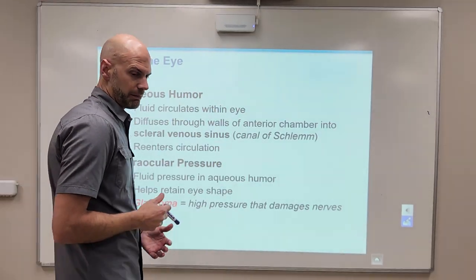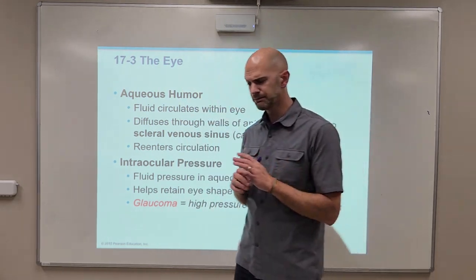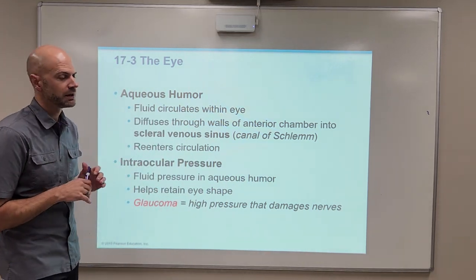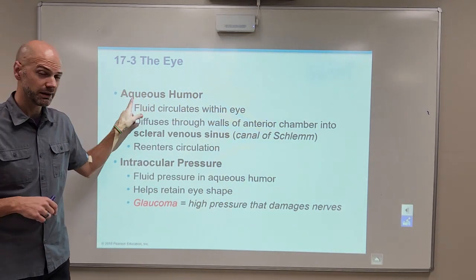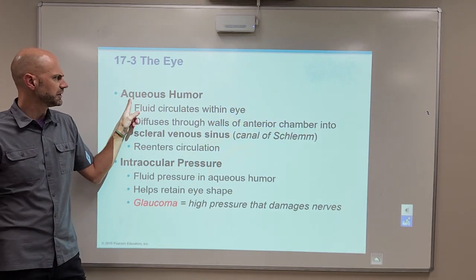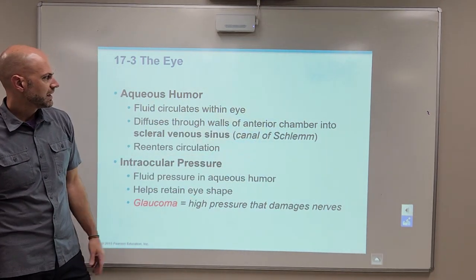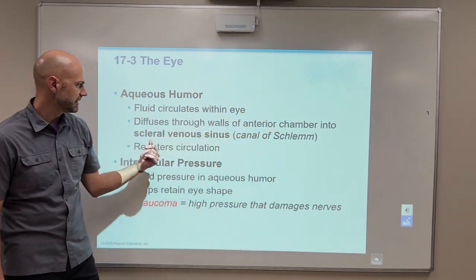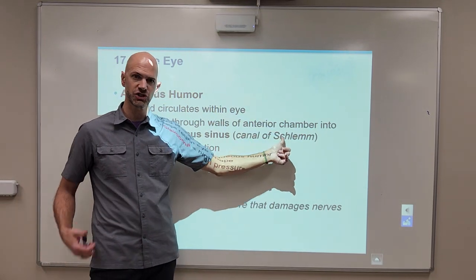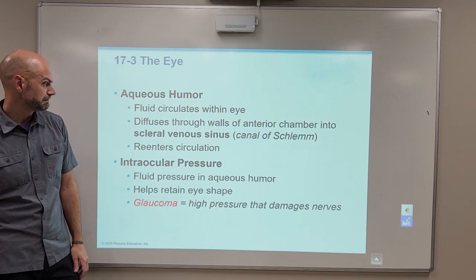We talked a little bit about the chambers, right? The eye is a hollow organ. It's filled with two types of fluids, the vitreous humor and the aqueous humor. Aqueous, like agua, meaning water, so it's a watery fluid. It's in the anterior chamber, and it diffuses through the walls of the anterior chamber into the scleral venous sinus, which has a unique name called the canal of Schlemm. Fun name to say.